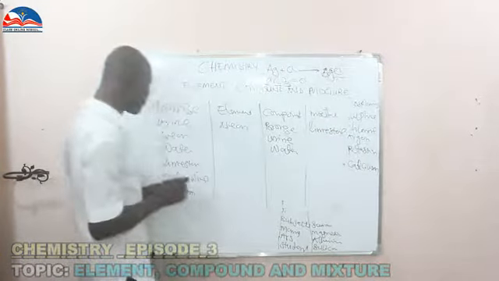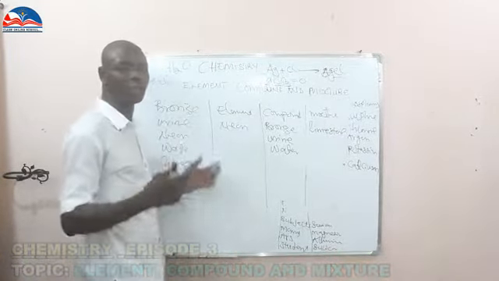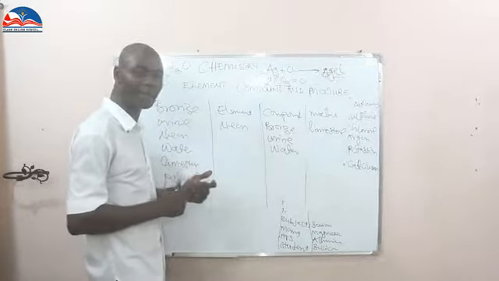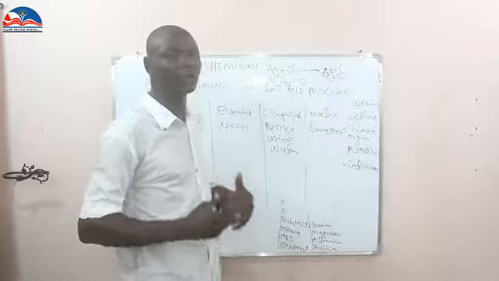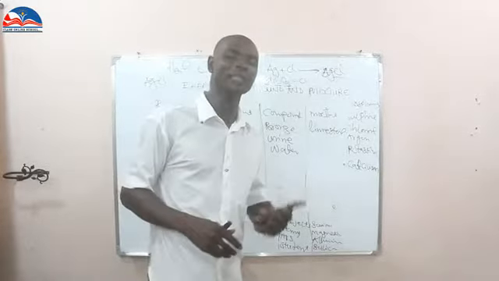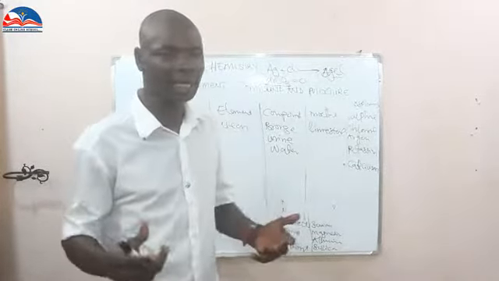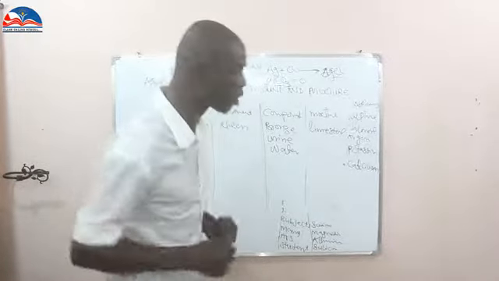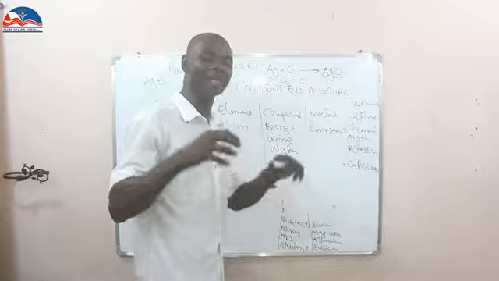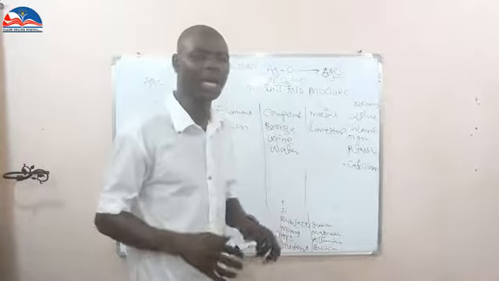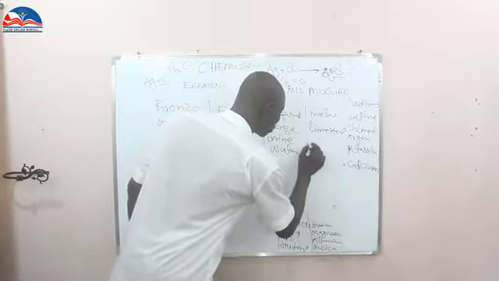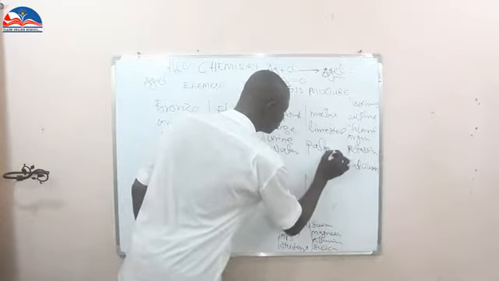Now we have another one, palm wine. Palm wine is made up of sugar, water, vitamins and other things. Now the question is, can palm wine be separated into different components? Yes, using what we call fractional distillation, which I said before. Because they are physically combined together and can be separated by physical means, palm wine belongs to a mixture.